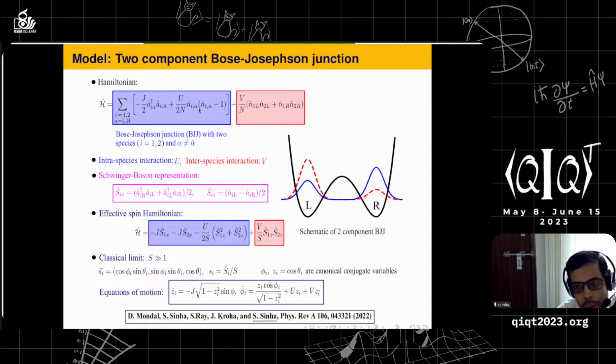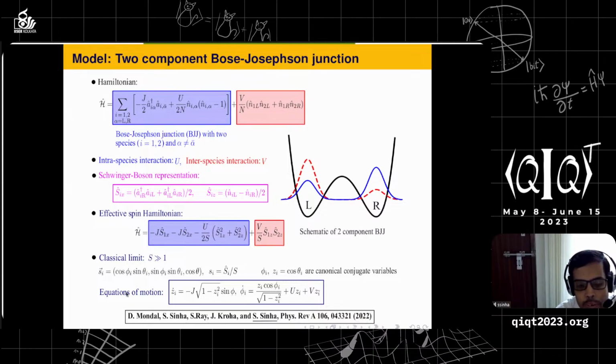So this can also be mapped on a collective spin model, of two spins basically. We considered two spins of the same magnitude, S1 and S2. These are very large magnitude spins. And there's an antiferromagnetic coupling between the spins. And in a similar way, we can also analyze the classical equations of these spins. So the canonical conjugate variables follow these types of equations.